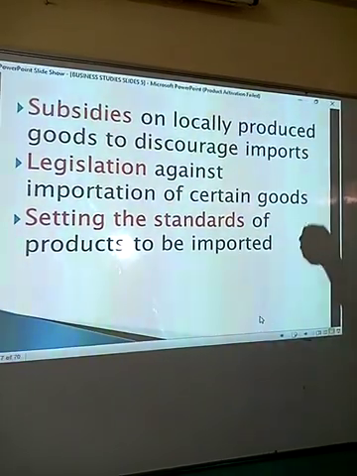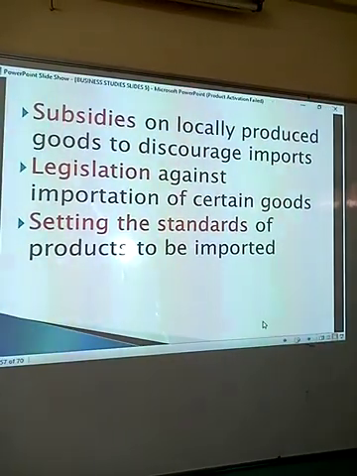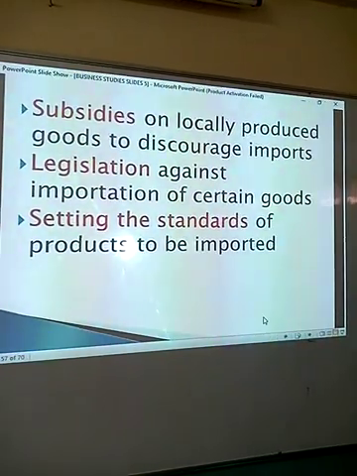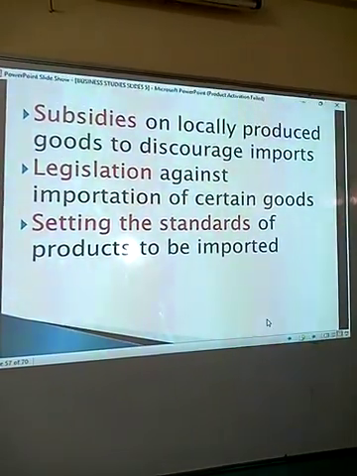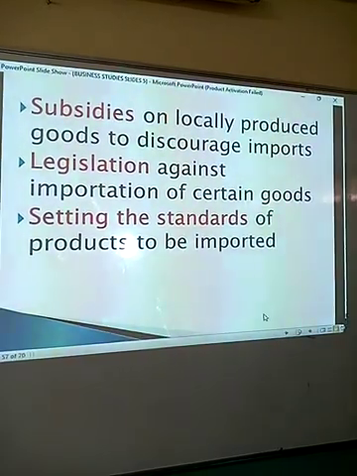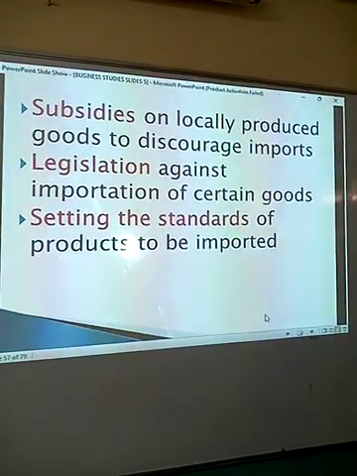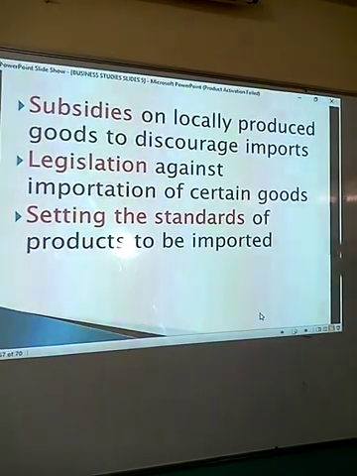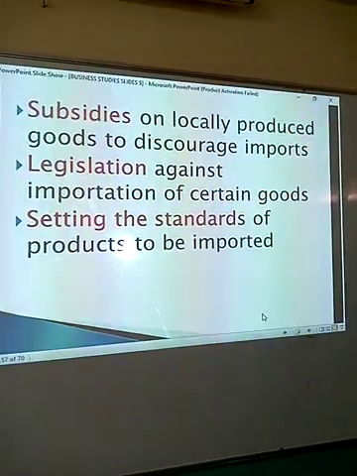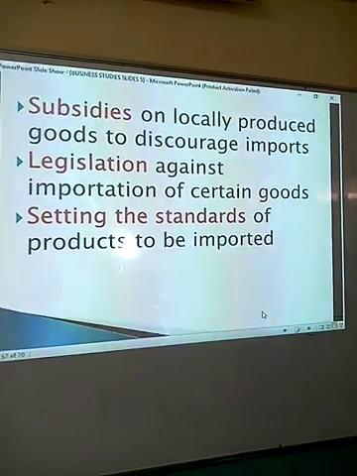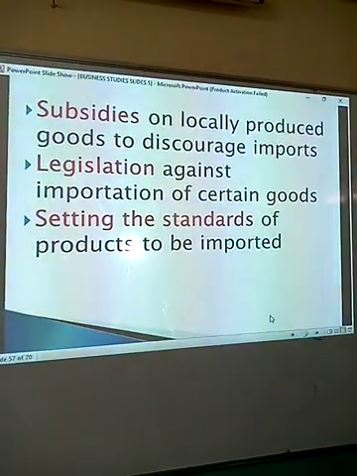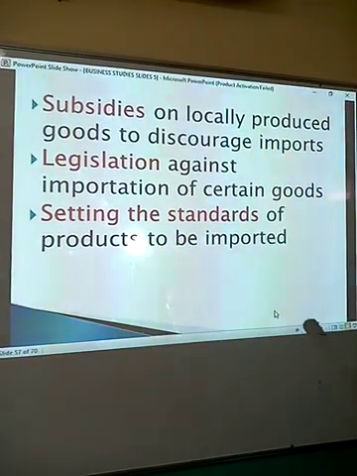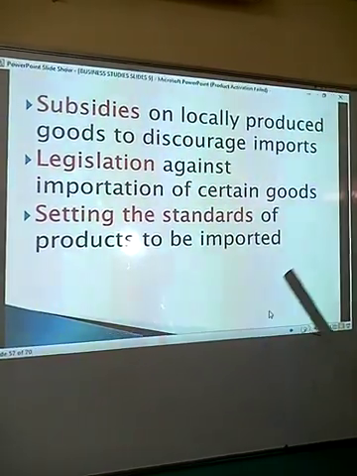We also have what is known as subsidies on locally produced goods to discourage imports. The government can decide to subsidize the production of local produce. And when the government subsidizes the local produce, the importation of goods that are produced in other countries will be discouraged.